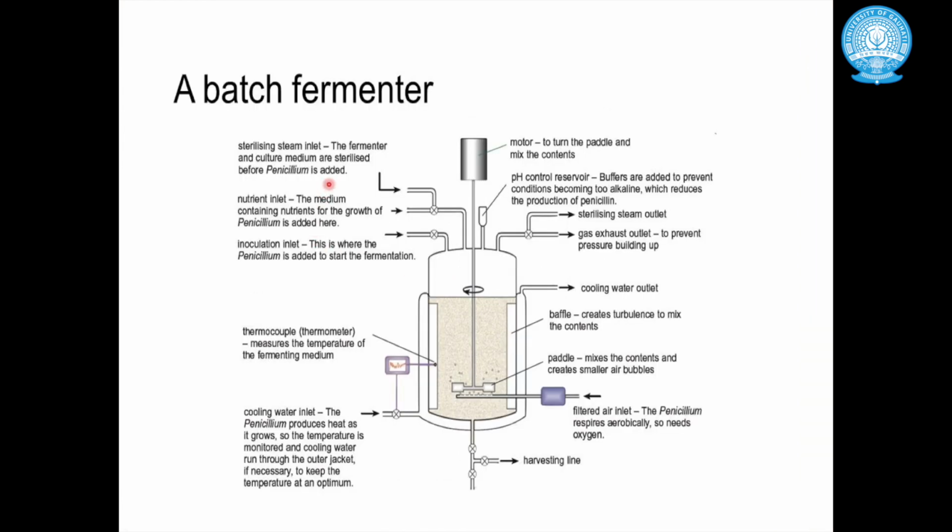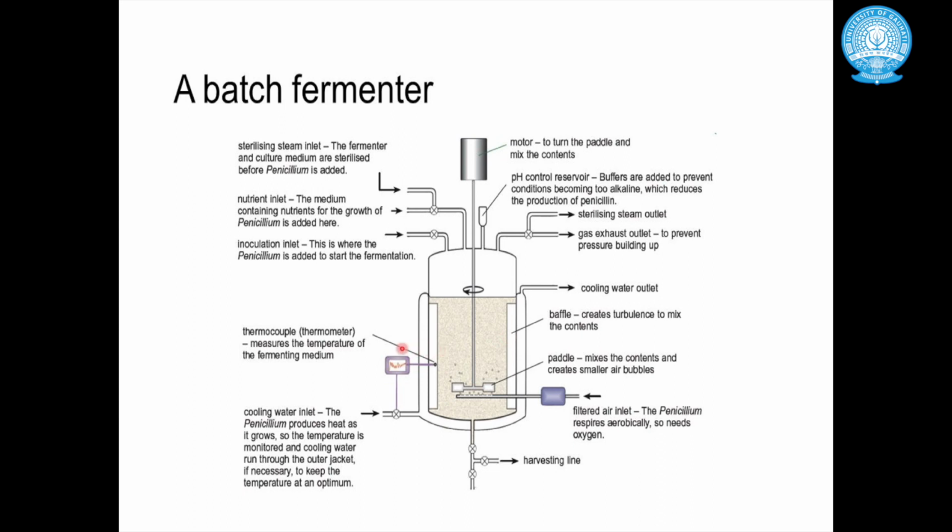In batch fermentation, generally a batch fermenter is used for the fermentation process of cultivating a kind of microorganism batch-wise. And here you are observing a similar kind of thing like the sterilizing steam inlet. The fermenter and culture medium is sterilized. This is an example for penicillin production where the fungus is inoculated for growth of penicillium here in the medium, and the different nutrient inlet, the inoculation inlet, the thermocouple.